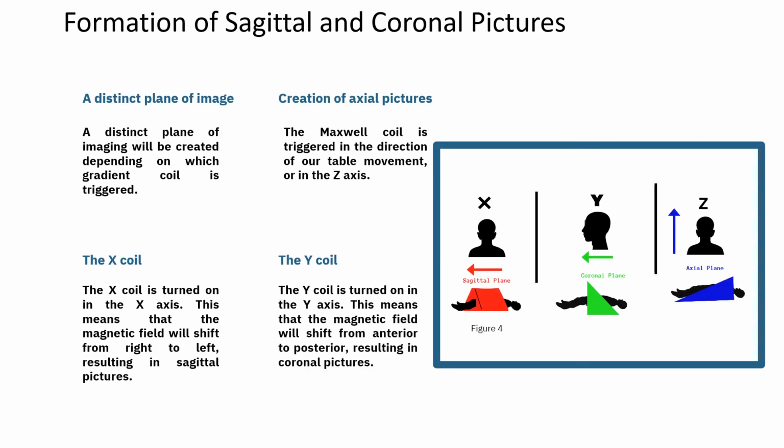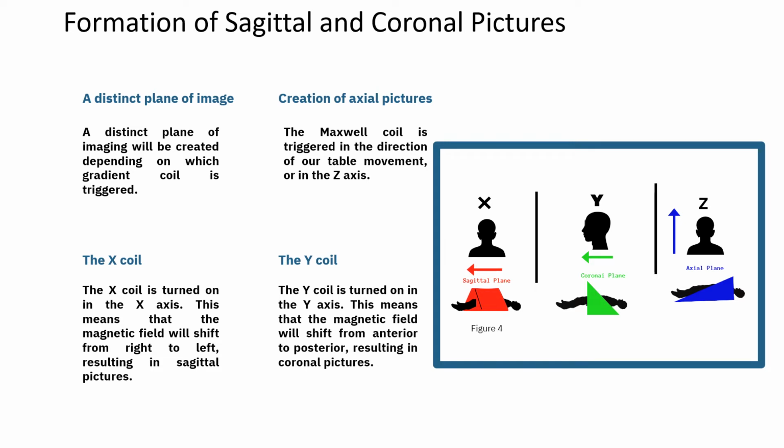Let's see how sagittal and coronal pictures are formed in MRI. A distinct plane of imaging will be created depending on which gradient coil is triggered. These are referred to as physical gradients. Z, Y, and X are the three physical gradients. The Maxwell coil is triggered in the direction of our table movement, or in the z-axis. This will enable the creation of axial pictures.